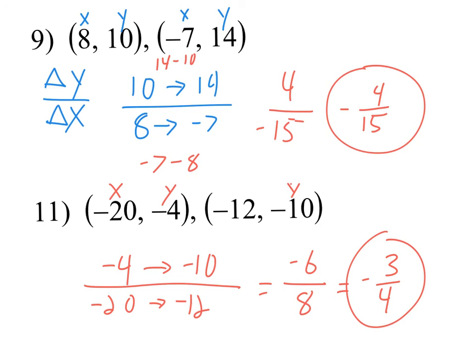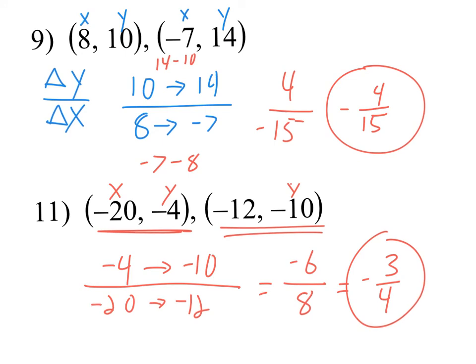Wait, but I'm still confused. Because, like, are you just going from the bigger number to the smaller number? No, I'm going from the first number to the second number. But you subtracted 10 minus 4. I thought you were supposed to do it the other way.